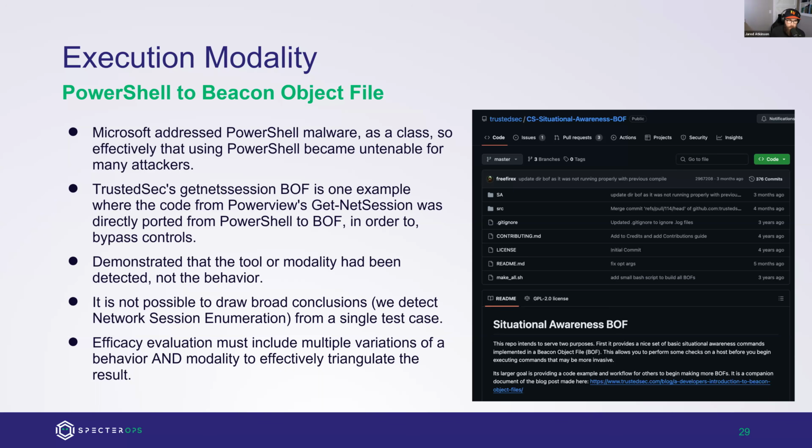And so what happened was somebody ported the Get-NetSession into a beacon object file, and that removed that PowerShell dependency, and then changed the results of our detection capability. And so that's something that we should pay attention to. I made a minimal change to just the language in which I wrote my tool, and that caused a change from a 1 to a 0 from my perception of my ability to detect it.